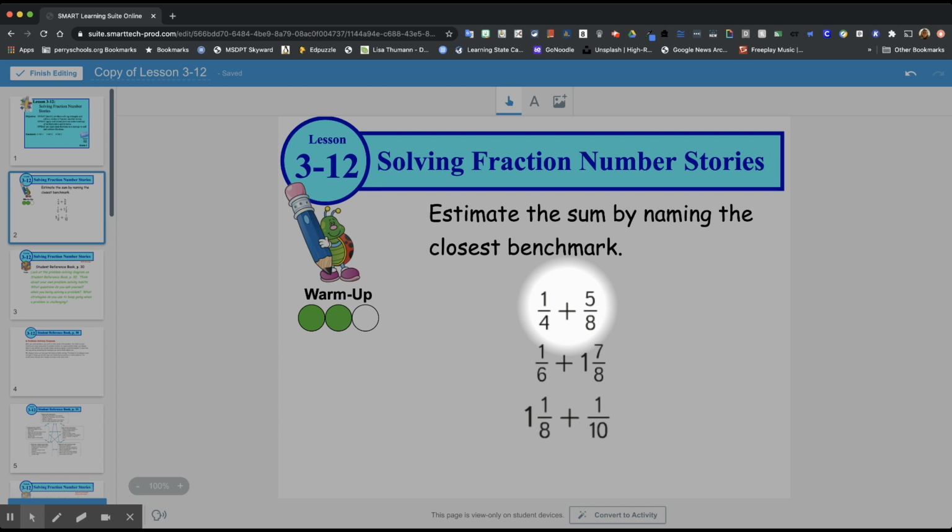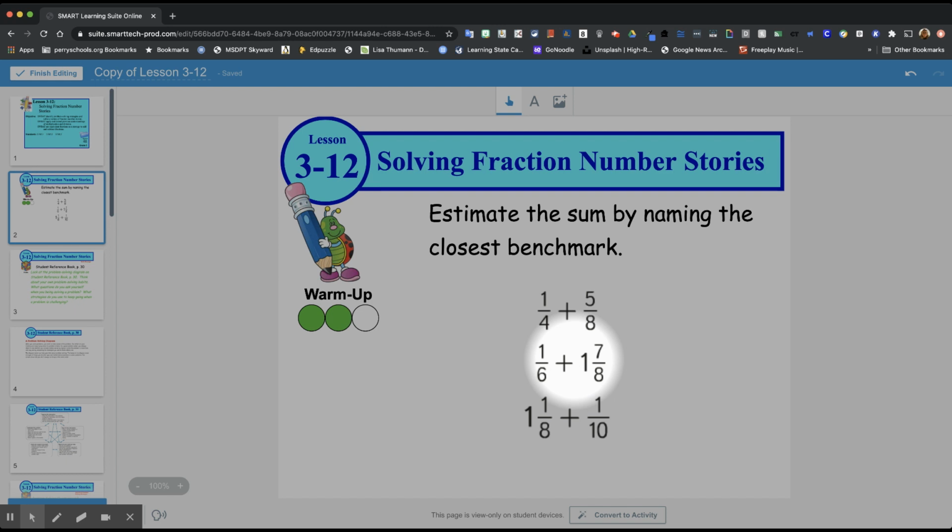So 1/4 we know is somewhere between 0 and 1/2. 5/8 is close to 1/2. It's a little over 1/2. So if we put those both together, I would say the estimate would be 1. It would be close to 1.